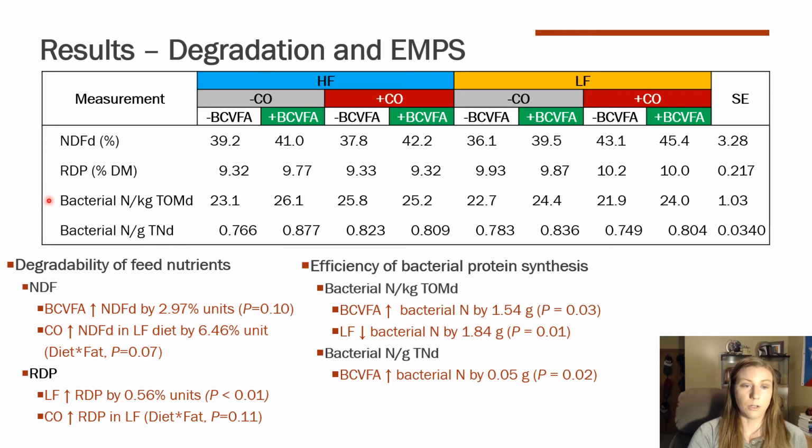These last 2 rows are showing measurements of the efficiency of microbial protein synthesis. This third row is showing bacterial nitrogen grams per kilogram of truly degraded organic matter, and branched chain volatile fatty acid did increase this by 1.54 grams of bacterial nitrogen. Low forage decreased this by 1.84 grams. In our final row, we have the bacterial nitrogen grams per gram of truly degraded nitrogen, and branched chain volatile fatty acid did increase this by 0.05 grams of bacterial nitrogen.